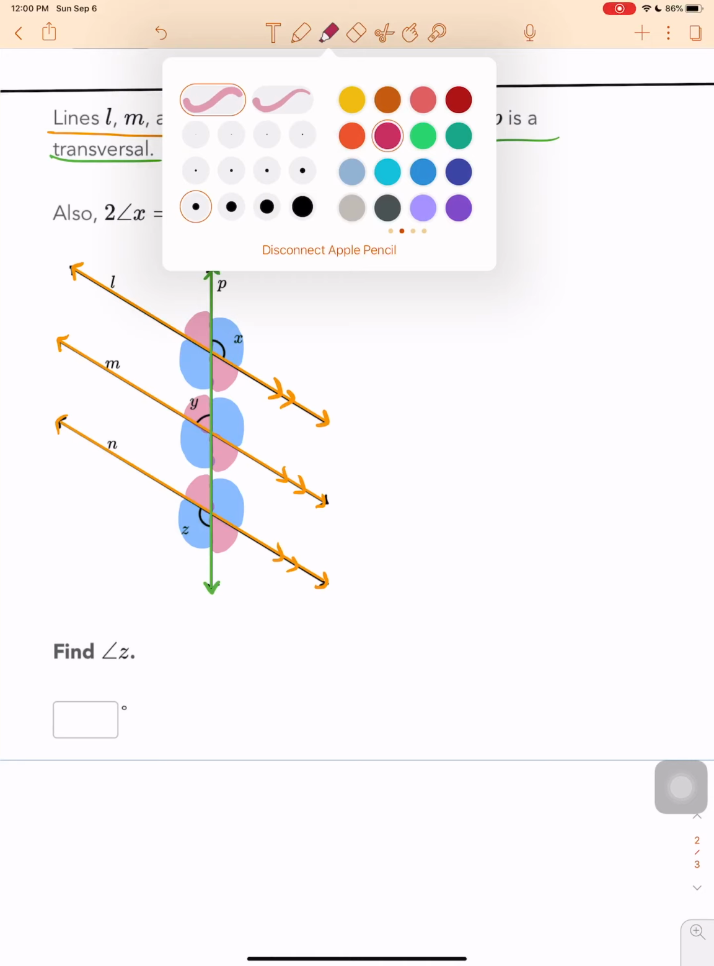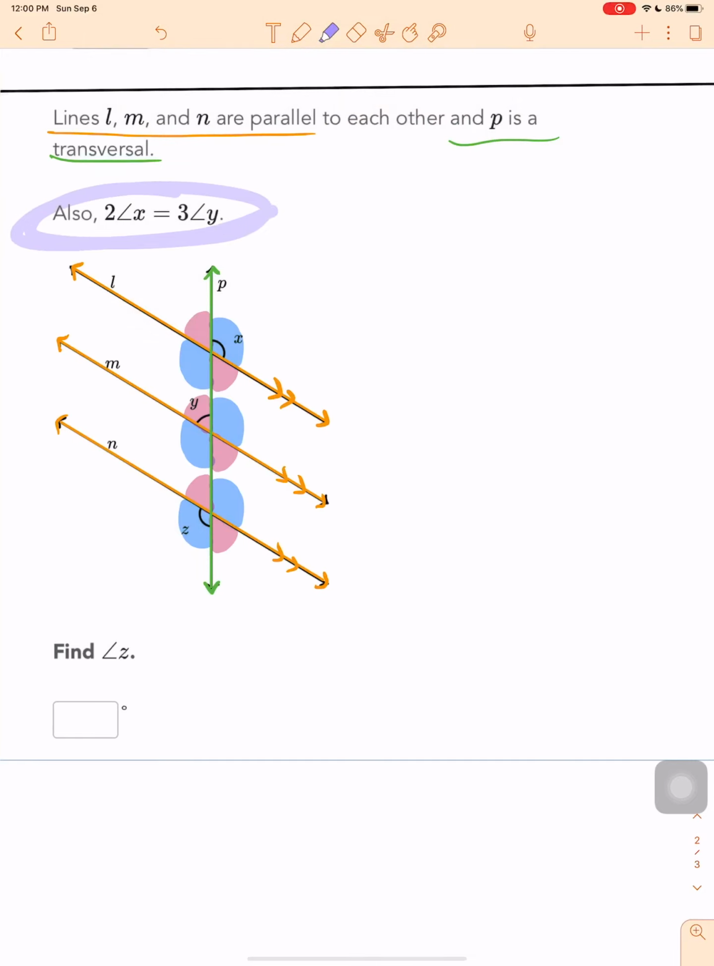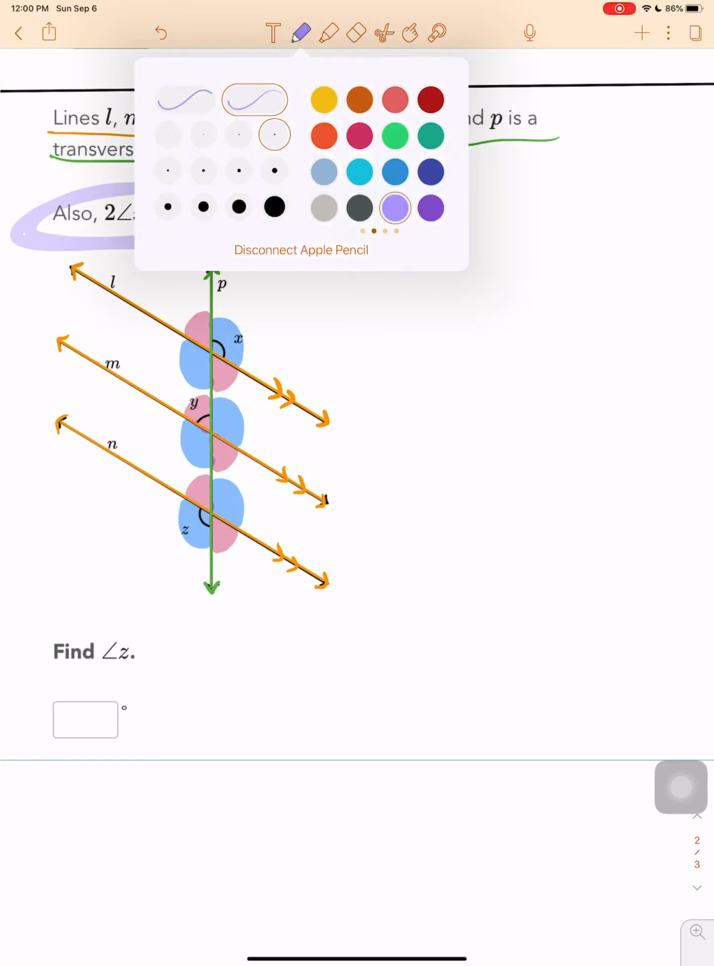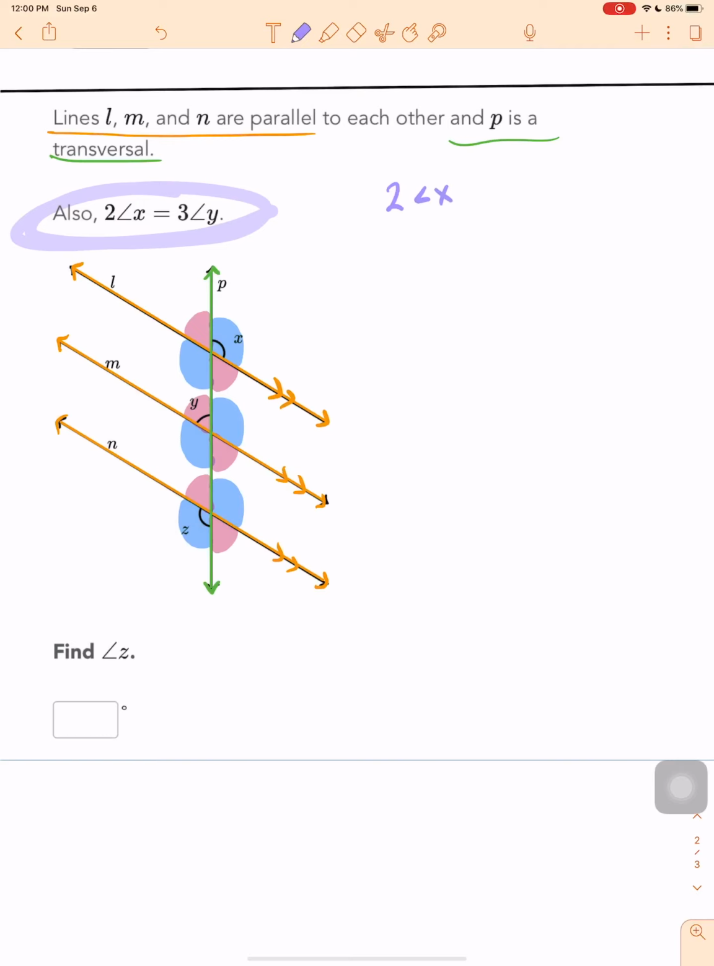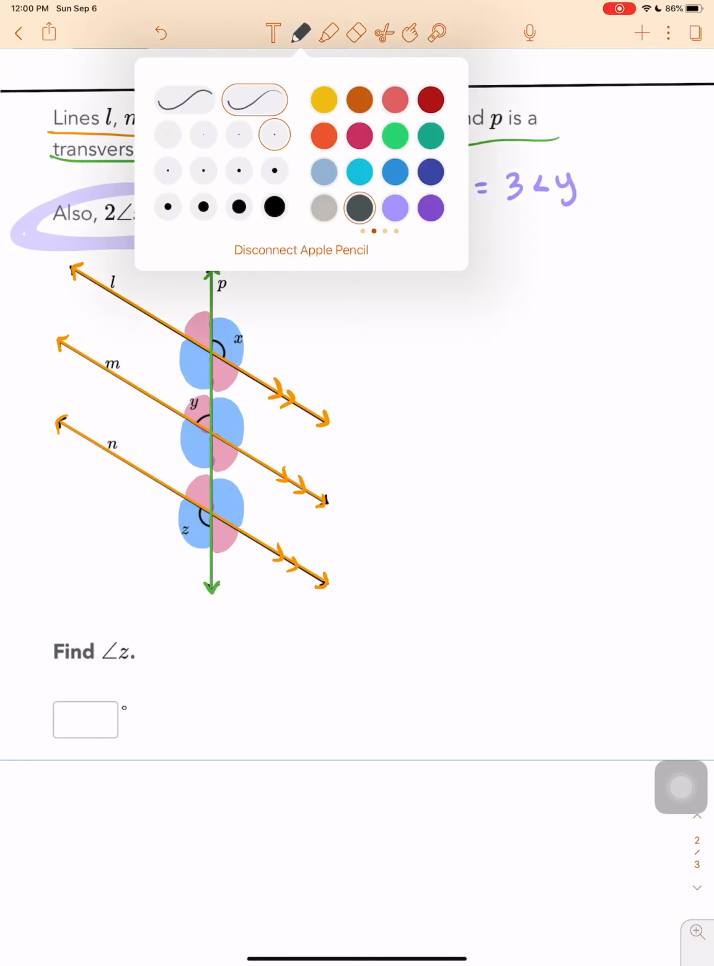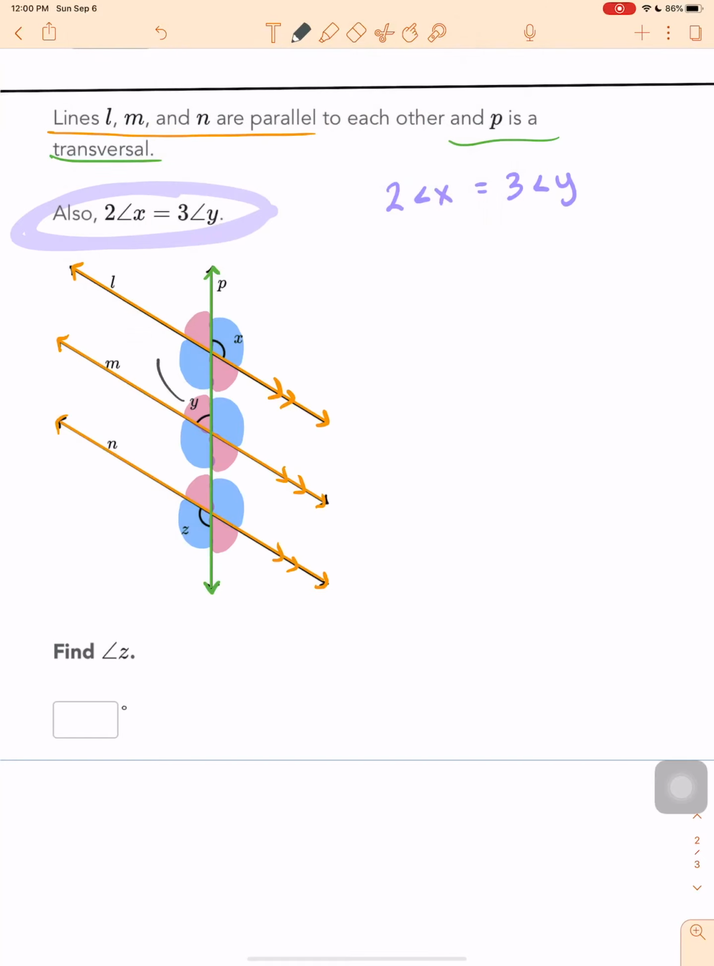Now we're given important info again, just like that first problem we did. We know 2 times angle x is equal to 3 times angle y. Now let's see how we can plug that in. We know angle y is this pink one here. So angle y plus angle x are supplementary. They add up to 180 degrees because they create an angle on that straight line. So I know angle x plus angle y is equal to 180 degrees.